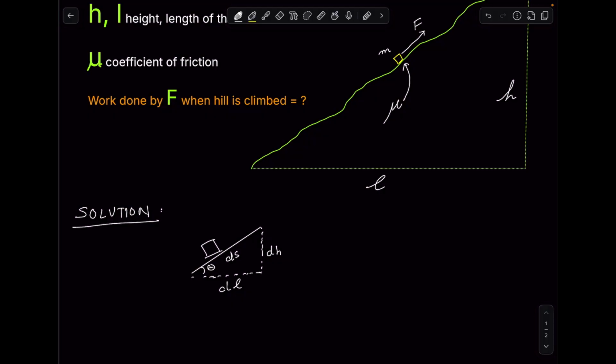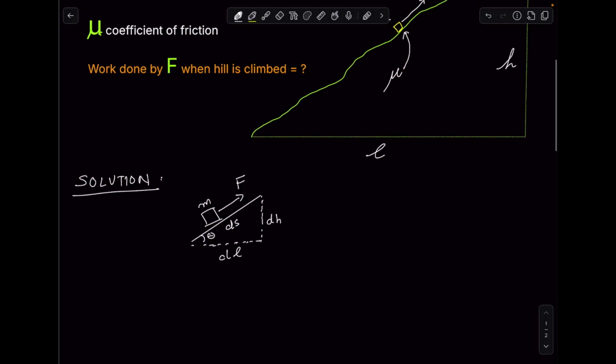And now as this object is moved along this small length using the force F, let's figure out what is going on here. So we can draw the free body diagram based on this. So this is the object of mass m. mg is the gravitational force. There is normal reaction n. There is frictional force, let's call it small f. And there is F. This angle is theta.